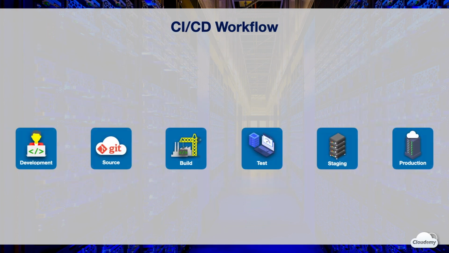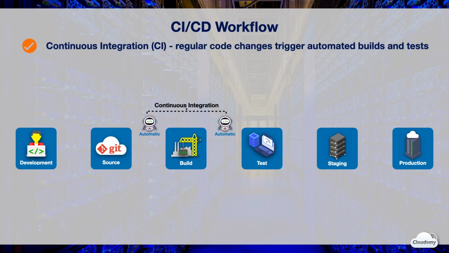CICD stands for Continuous Integration and Continuous Delivery or Deployment. Continuous integration is a DevOps practice for software development, where developers merge code changes into a central repository, as often as they can. These code changes trigger automated builds and tests.